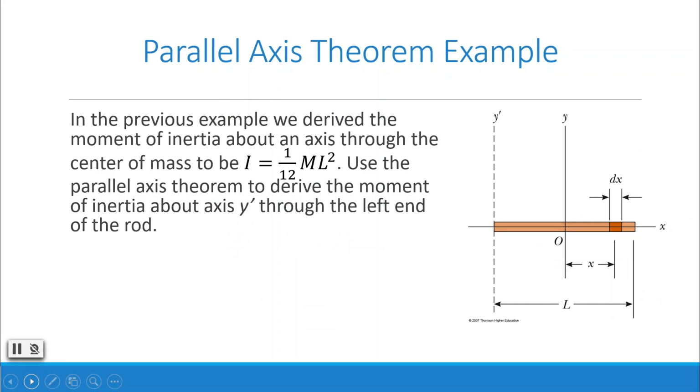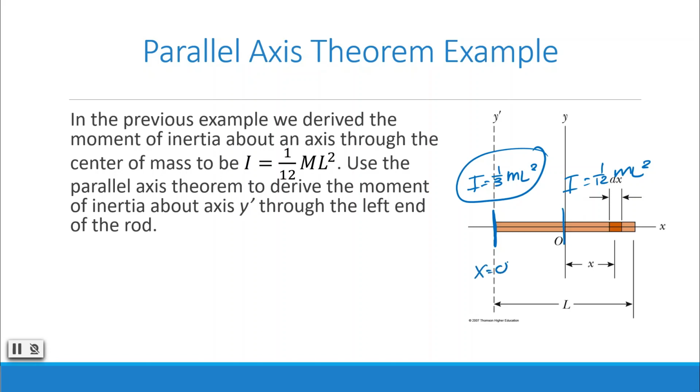So we can prove this because we know the formula about this point here. We know that about the end it is 1/3 ml squared, and about the center it is 1/12 ml squared. So we can prove that this formula works without having to go through and set up our calculus. I could set up x equals 0, x equals L, take this point at a distance of x, set up that equation, and go through the process that we did before using calculus. Or I can use the parallel axis theorem.